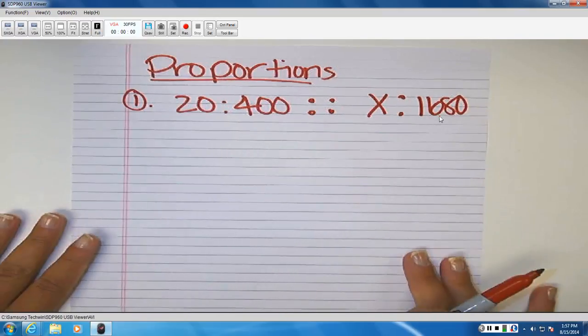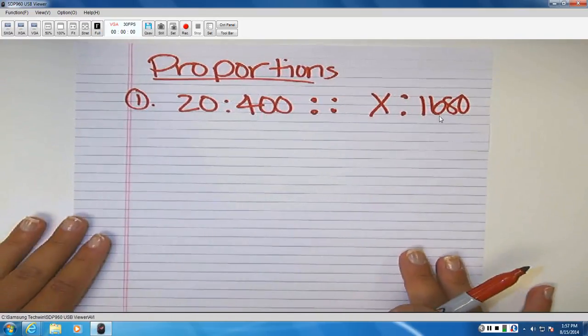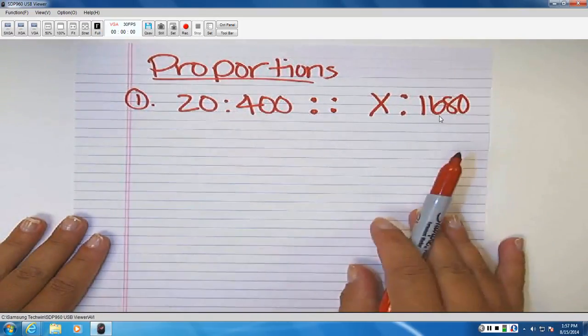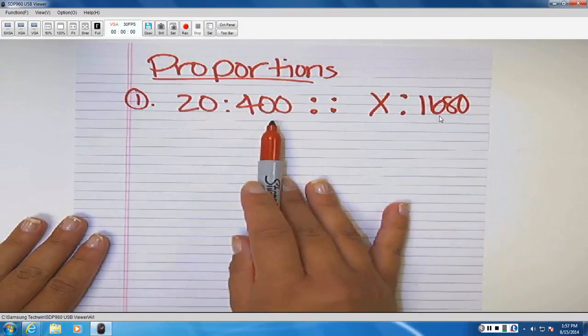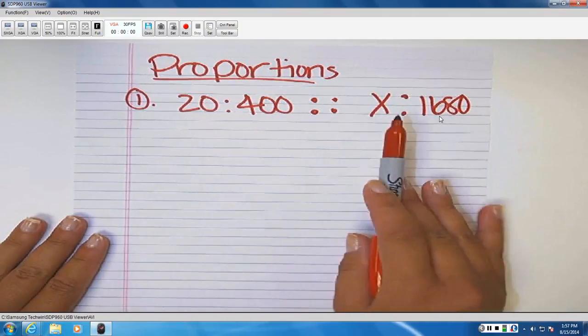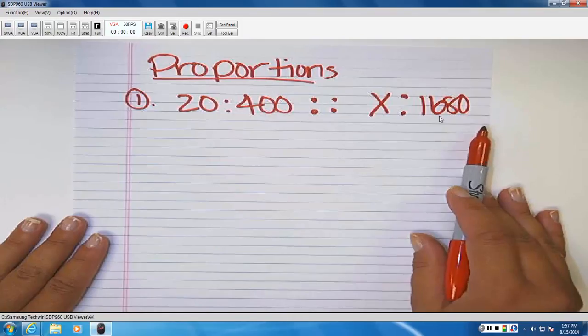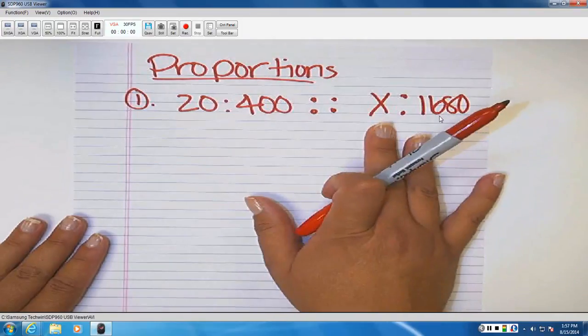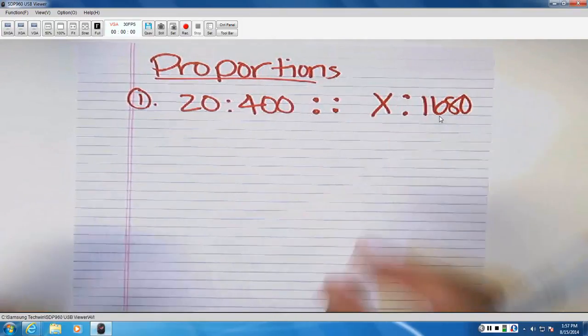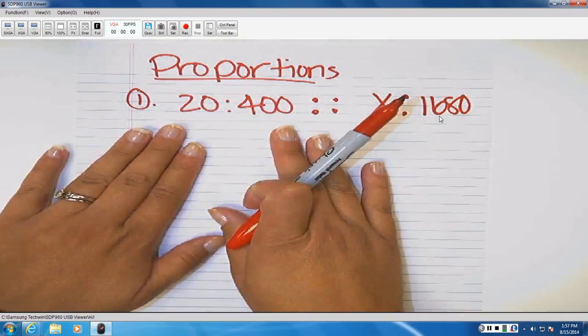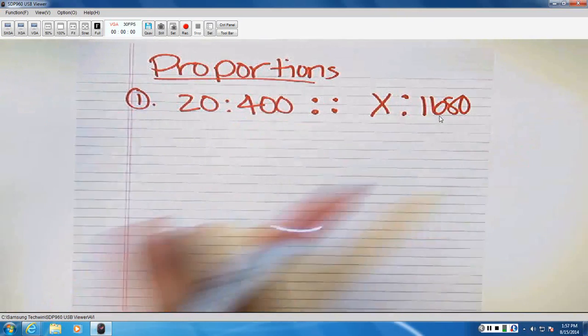So with this proportion here, number 1 from your worksheet, it reads like this: 20 is to 400 as X is to 1,680. And what we have to do is determine what X is. Whatever X is going to make it equal to the other ratio.